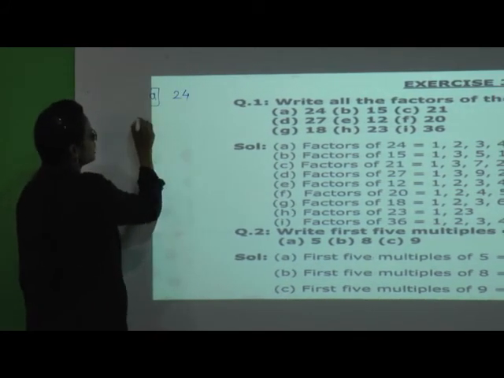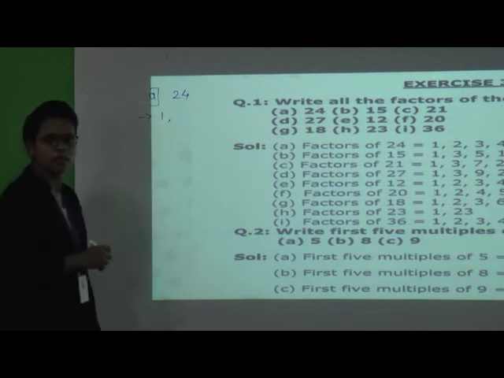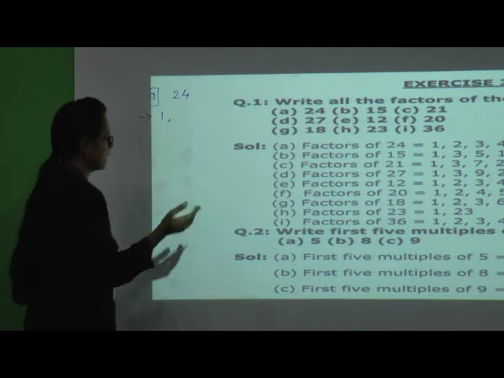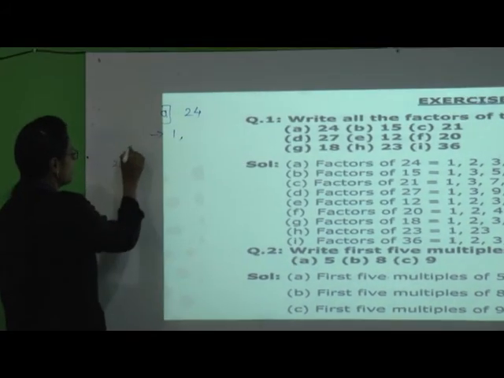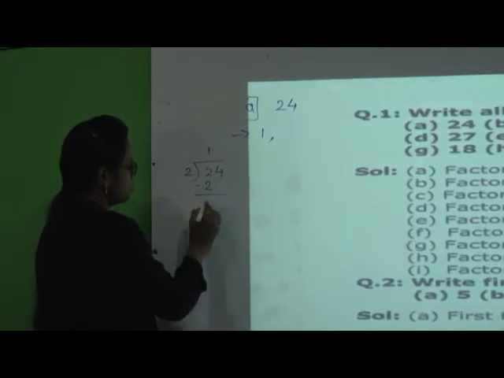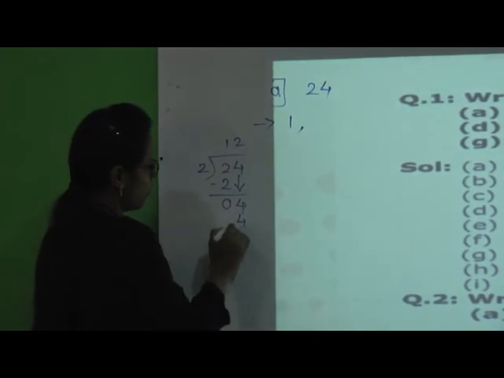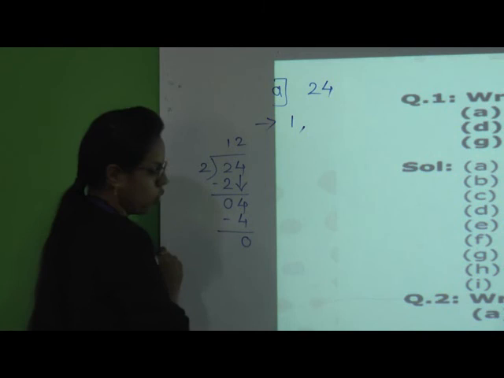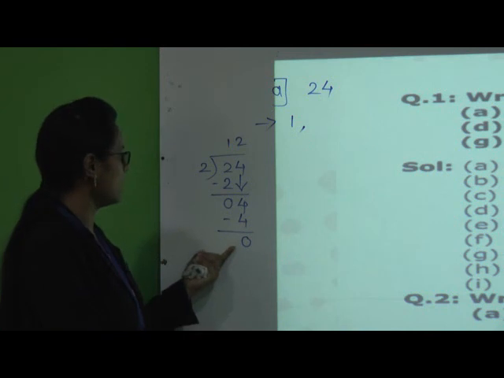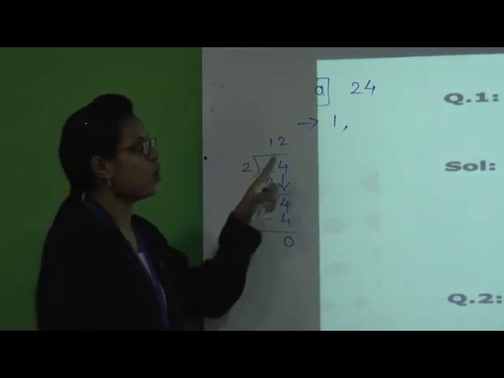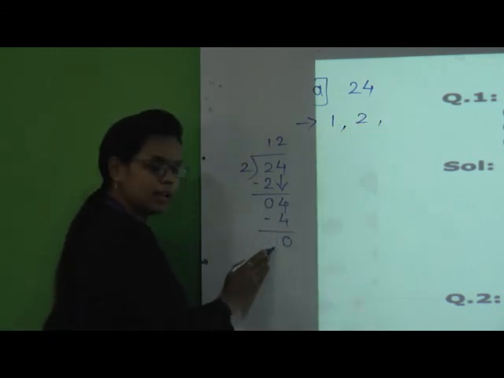24. So as we have seen, 1 is the factor of every number. So let us take the next number. So 24 divided by 2. 2 ones are 2. 2 minus 2 is 0. Then take this 4 down. 2 twos are 4. 4 minus 4 is 0. So here we are getting the remainder 0. So when we get the remainder 0, the number is a factor of the given number. So 2 is a factor as we get the remainder 0.